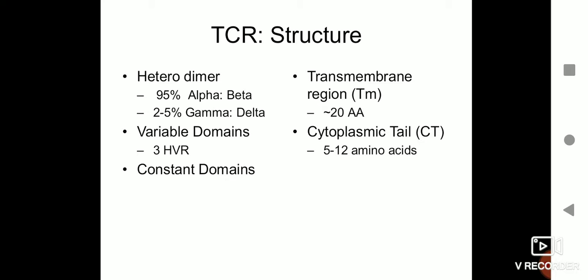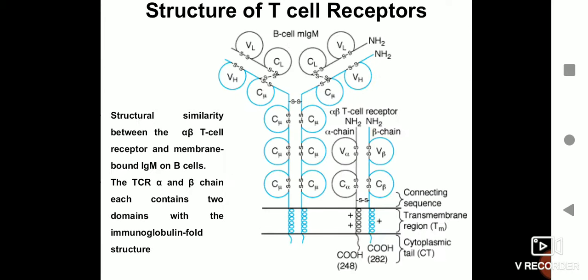The T cell receptors carry the variable domain, where you will have the hypervariable region. There are 3 hypervariable regions, V, J and D, and then you have the constant domain, followed by the transmembrane region, which is approximately 20 amino acids long, and finally the cytoplasmic tail, which can be approximately 5 to 12 amino acids long.